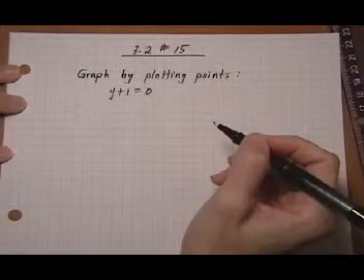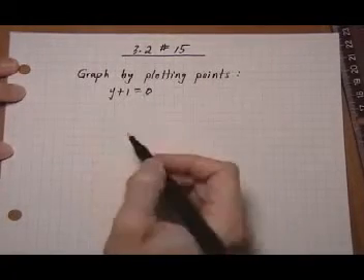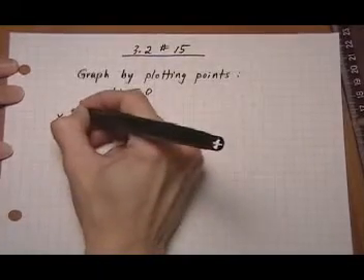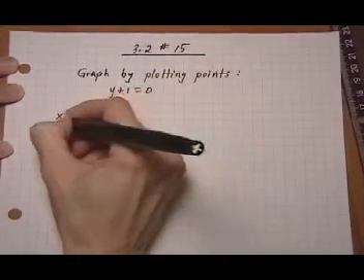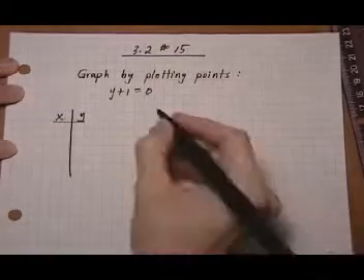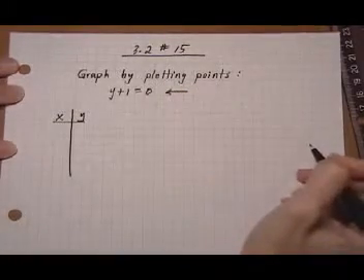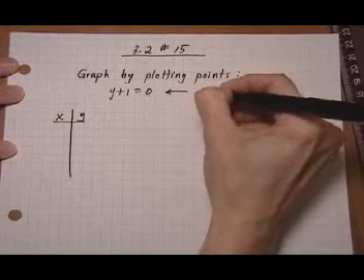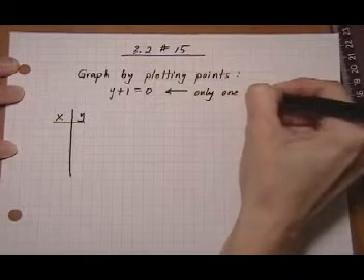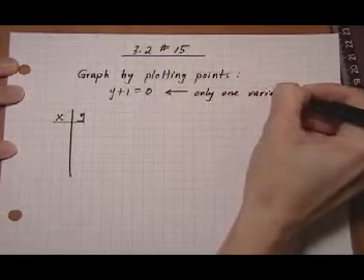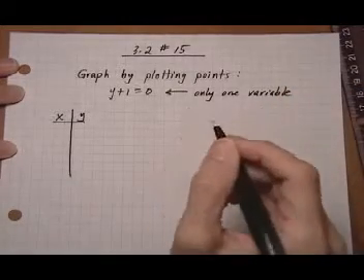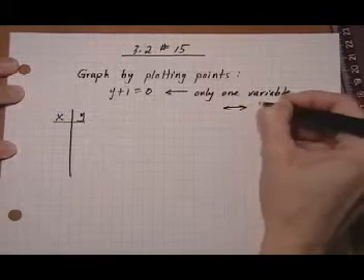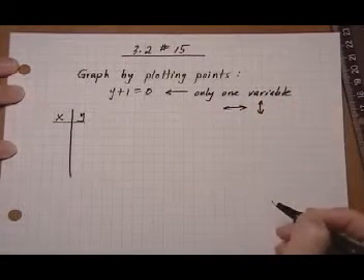3.2, number 15. We want to graph this linear equation, y plus 1 equals 0. So we're going to go ahead and do our regular chart. And the first thing I want to point out is that there's only one variable here, just a y. Now, as soon as you see that happening, it means you're either going to get a horizontal line or you're going to get a vertical line for an answer.